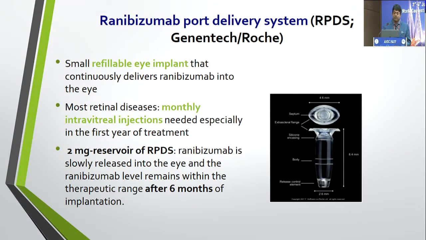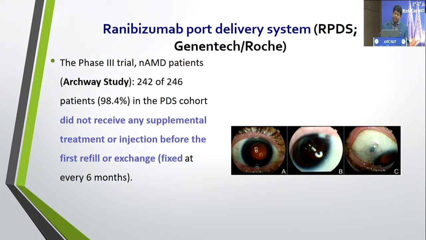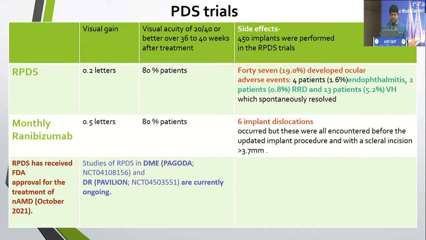Next, we have the Ranibizumab port delivery system. It is a small refillable eye implant that continuously delivers ranibizumab into the eye. This 2 milligram reservoir of the ranibizumab port delivery system maintains therapeutic range of the drug up to 6 months after the implantation. The phase 3 trial in neovascular AMD is the ARCHWAY study, where it has been seen that almost 98% of the patients in the study did not receive any supplemental treatment or injection before the first refill or exchange. This PDS has achieved FDA approval for the treatment of neovascular AMD in October 2021, and studies in DME, the Pagoda study, and diabetic retinopathy, the Pavilion study, are currently ongoing.